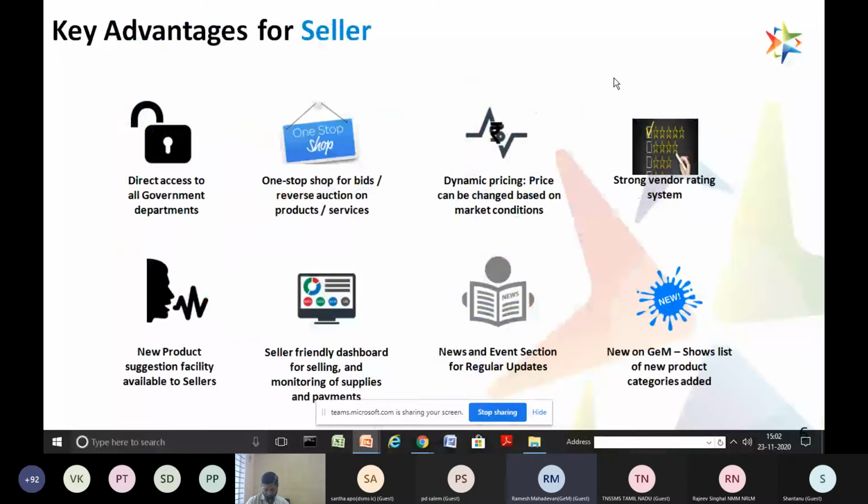I would like to touch upon the advantages for the people who are getting registered on this portal. Earlier, it was difficult for people to have direct access to the government departments. This portal provides direct access to all the buyers, the 45,000 buyers who have already registered. GeM is a platform where you have buyers on one side and sellers on the other side, getting registered, and the procurement happens on this platform. We have various procurement processes like direct purchase, bidding, and reverse auction. I think SHGs will mostly circle around direct purchase, but bidding and reverse auction are also available in the portal.